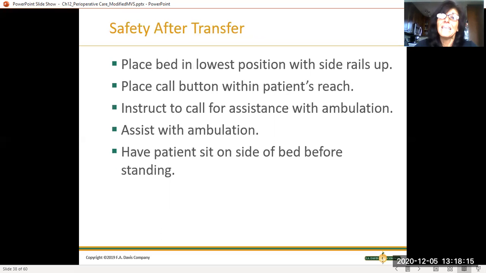And then safety. So the bed should always be in the lowest position, side rails up. 2, not 4, because 4 is a restraint. 2 is safety. Call button must be within the patient's reach. You must always make sure they understand. Don't try to move without help, especially with the first ambulation, okay? Because you're going to have them change position slowly, okay? They're going to go from supine to sitting, and they're going to sit on the side of the bed, dangling their legs for a few moments before we have them stand.